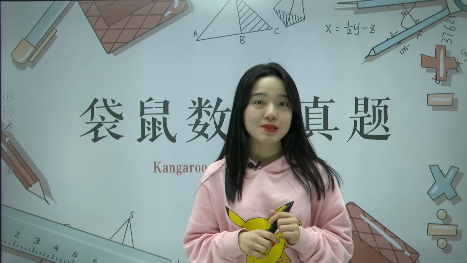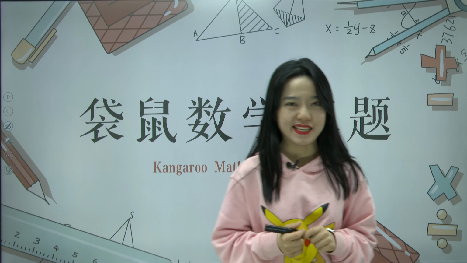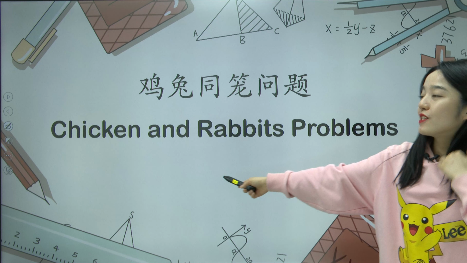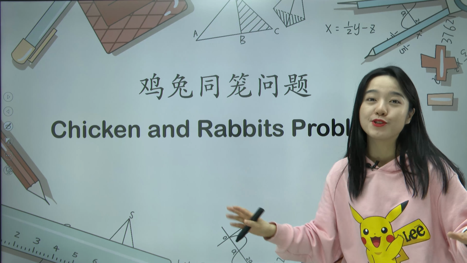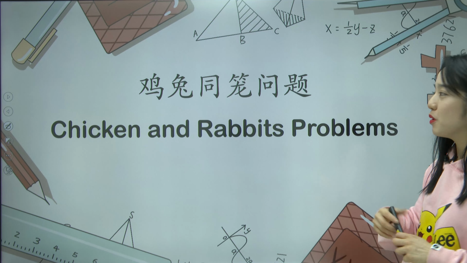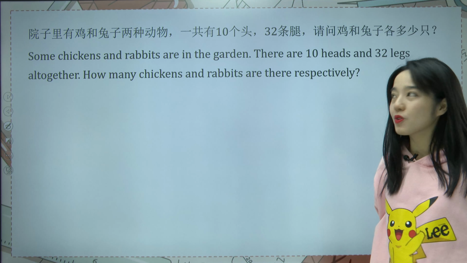Today we are going to explore some questions from KMC, and today our topic is very typical. It's very typical in many competitions and also in math questions. Chicken and rabbits problems. Let's see how does it work.